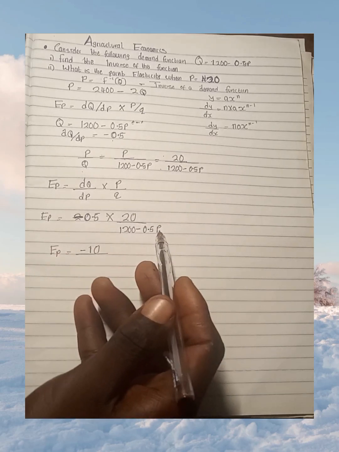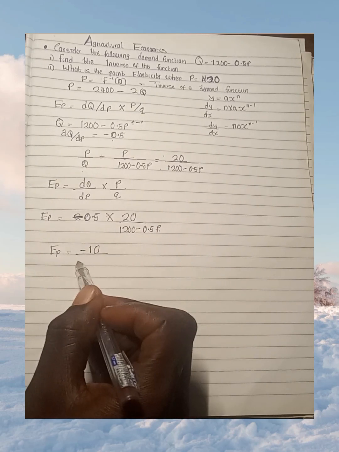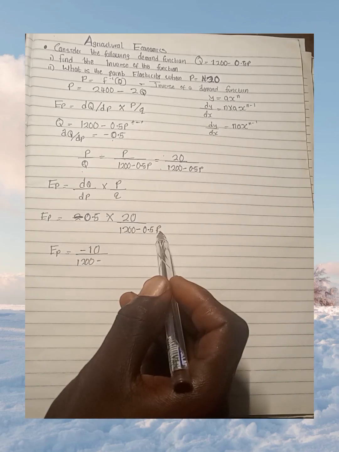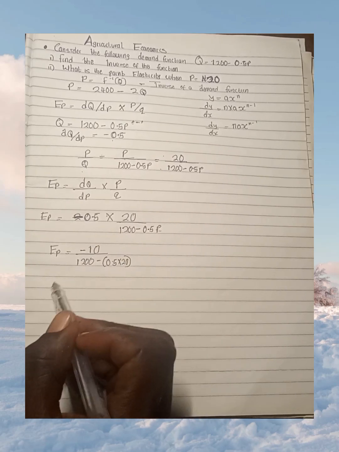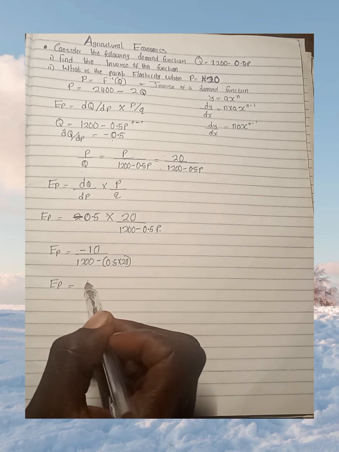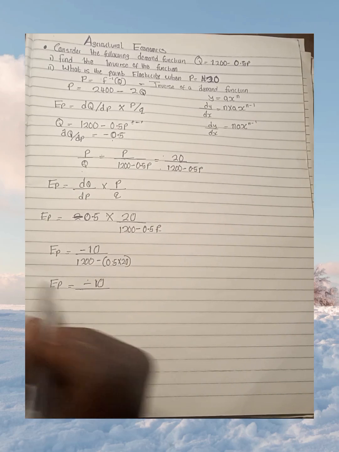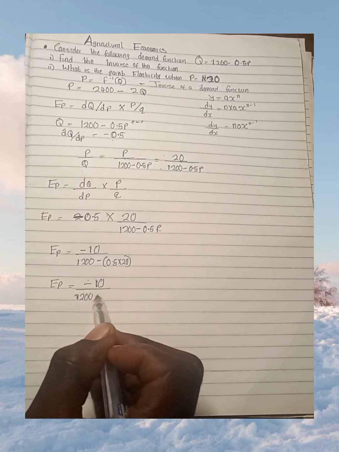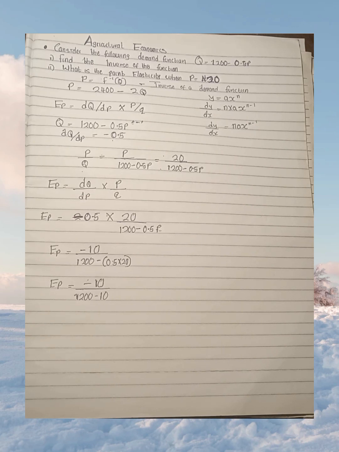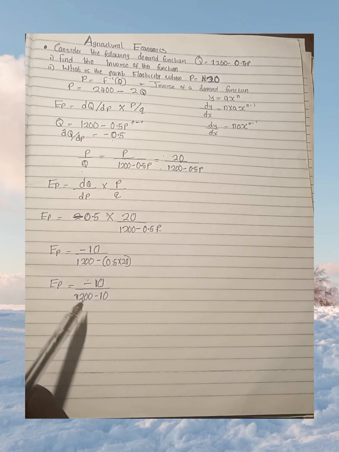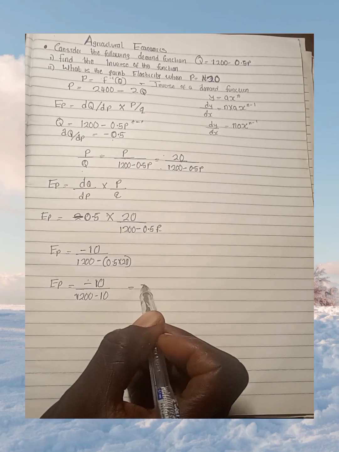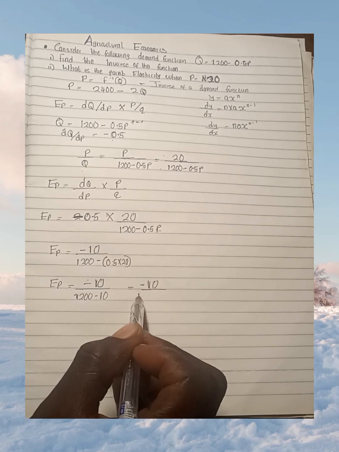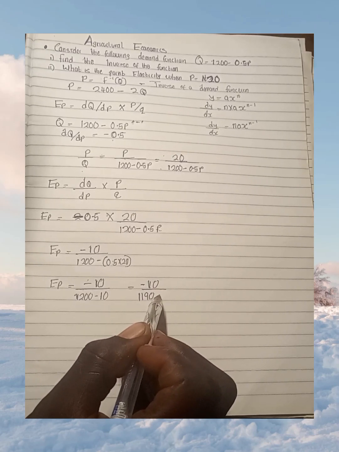all over. Recall that we substitute the price, which is 20. So we are going to have 1200 minus 0.5 times 20. Our EP is equal to minus 10 all over 1200 minus 10 again. Now we have got to this place. If we subtract 1200 minus 10, we are going to have 1190. So we have something like this: minus 10 over 1190.